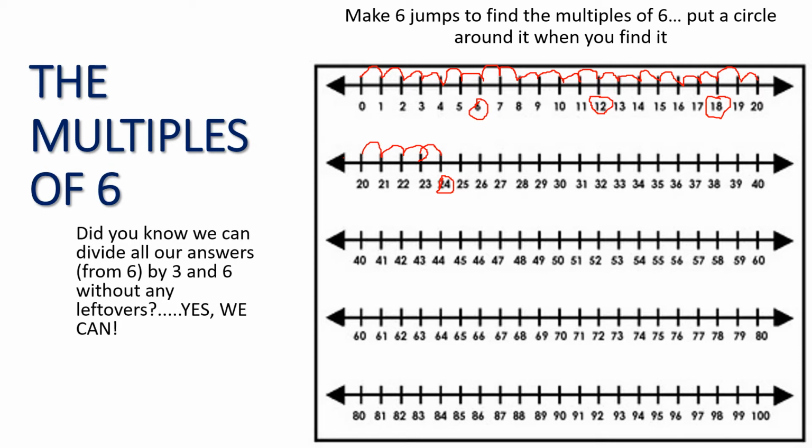Now, did you also know that we can divide all our answers by 6, from that 6 we circled? We can divide all these answers, 6, 12, 18, 24. The next is going to be 30. The next will be 36. Remember, we're counting in 6, making 6 hops. We can divide everything by 3 also, and no leftovers. Of course we can. So let's go on to the next one.